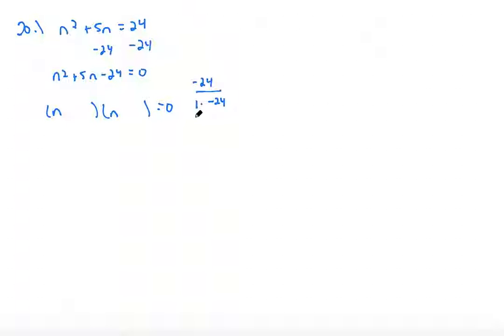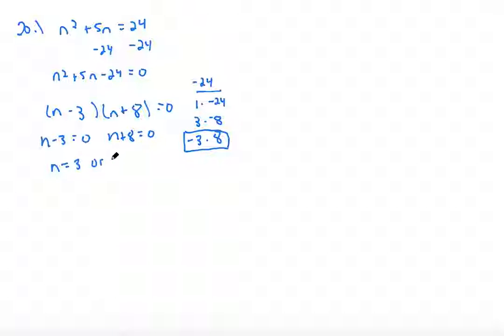So I have 3 times 8, and then I have negative 3 times positive 8. Oh, I think I could stop. I found two factors added together to give me positive 5. So I have negative 3 and I have positive 8. Then I set each factor equal to 0. And I'm solving, and I have n equals 3, or I have n equals negative 8. And then again, we can write that as a solution set if we want.